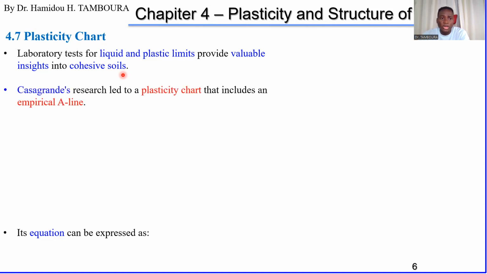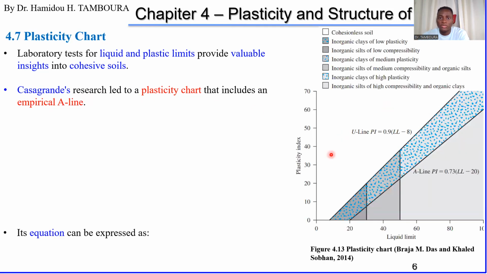Okay, so Casagrande, this researcher, in his research, came up with what we call the plasticity chart. And that plasticity chart includes an empirical A line, which is shown in this figure. So this is the plasticity chart proposed by Casagrande, and the A line is this line.